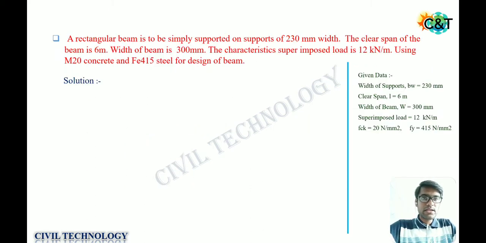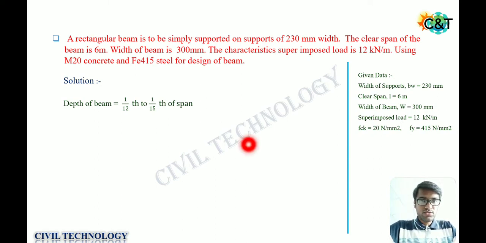So the first step is to decide the depth of the beam. For a rectangular beam, this is the thumb rule: depth of beam will be equal to 1/12 to 1/15 of the span, meaning whatever clear span we have, our depth of beam will vary in between 1/12 and 1/15. Okay, so this is a general thumb rule. It is not compulsory that the depth of beam lies in between these, but normally it does for rectangular beam designs.